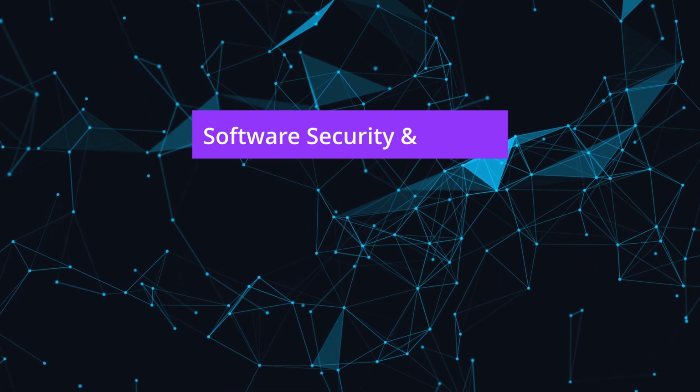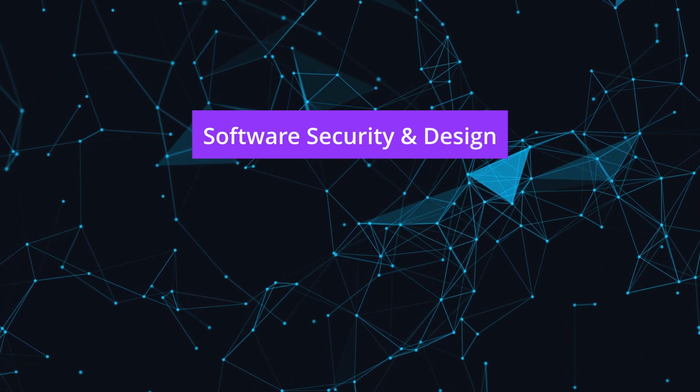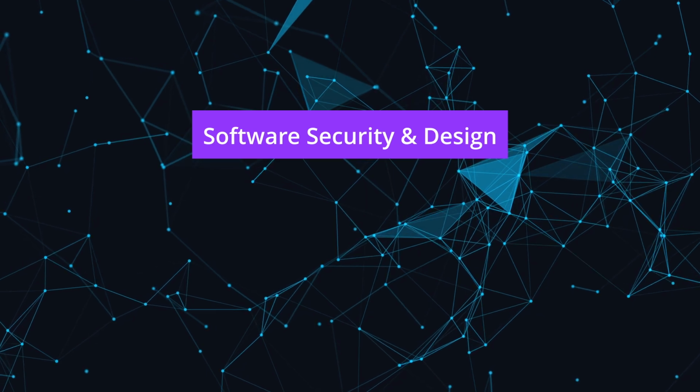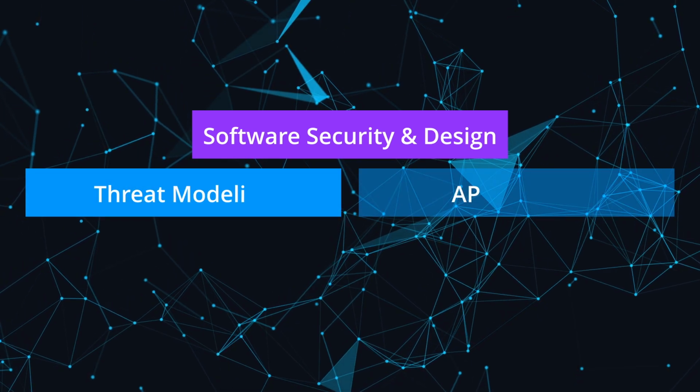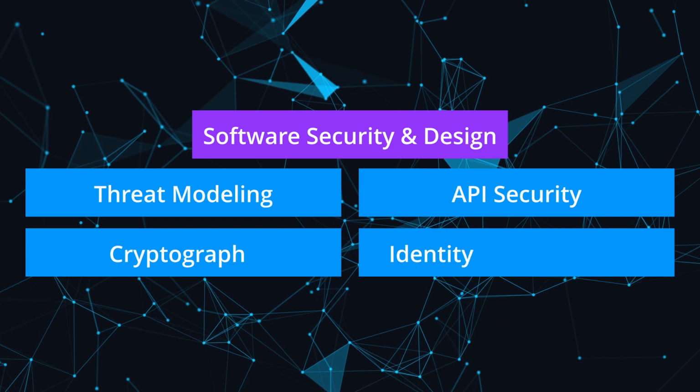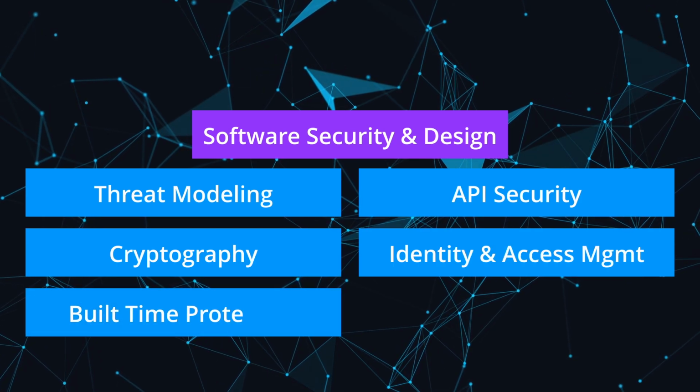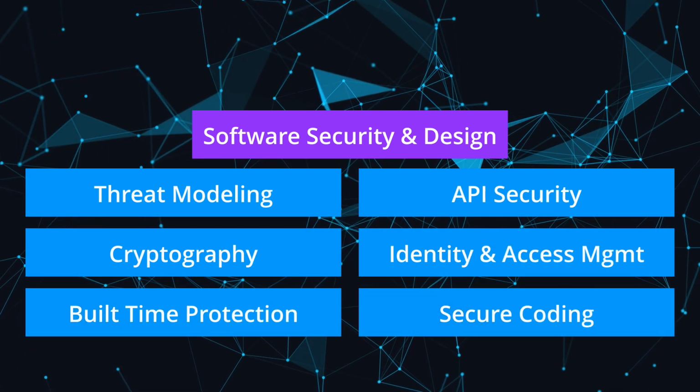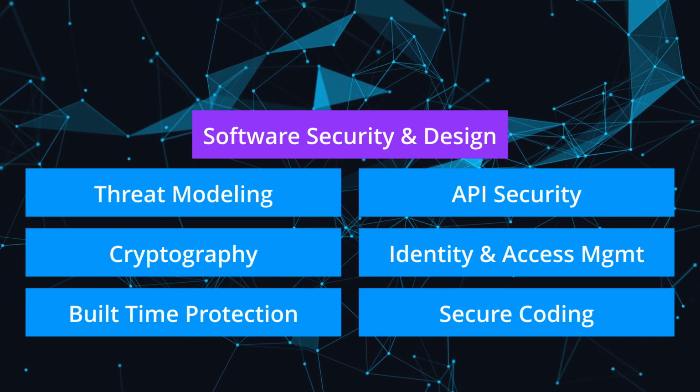Software security and design is the top-level category I like to use to wrap a number of various software security subdomains like threat modeling, API security, cryptography, identity and access management, build time protection, and secure coding. Each of these subdomains have subdomains of their own.